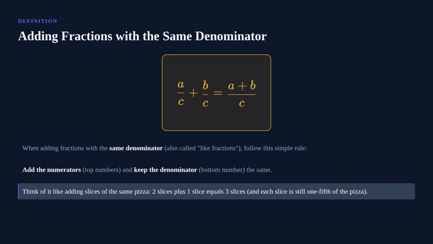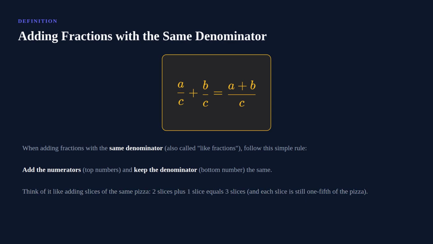Think of it like adding slices of the same pizza. 2 slices plus 1 slice equals 3 slices, and each slice is still 1/5 of the pizza.